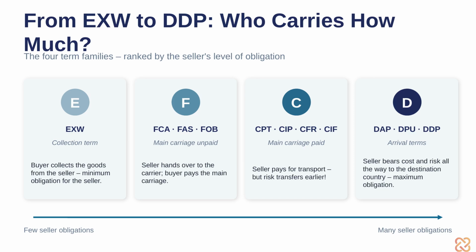In the C group, that's CPT, CIP, CFR, and CIF, the seller pays for the main carriage. Now pay close attention. Risk still passes to the buyer earlier than that. This separation of cost and risk is the classic trap. The D group, that's DAP, DPU, and DDP, covers the arrival terms. Here, the seller bears cost and risk all the way to the destination country. In short, the further we move from E to D, the more obligations the seller takes on.